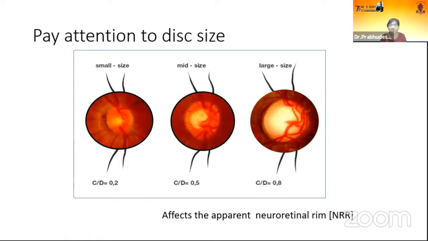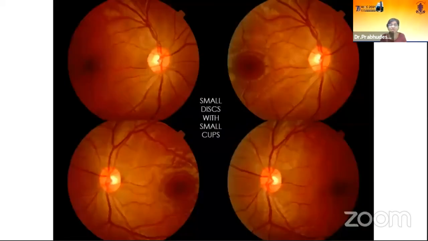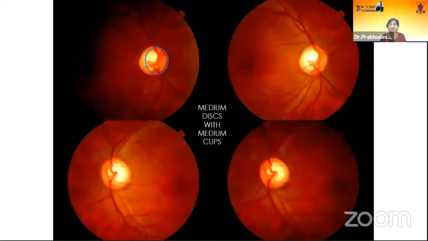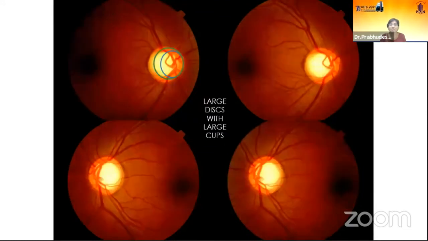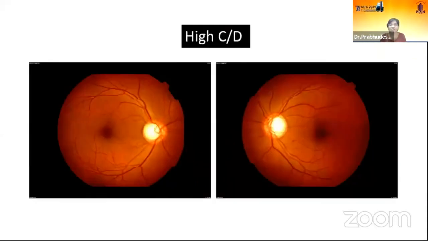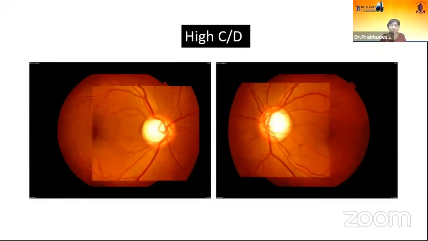Large cups are there in large discs. So this is very, very important. Small discs you can identify with this technique. See the small optic nerve and the distance to the fovea centralis. Here it is almost 2.5 disc diameters. This is a small disc. In a moderate disc, the distance is just 2 disc diameters, and in a large disc, it is just 1 to 1.5 disc diameters. So you can identify grossly whether the discs are small or large.